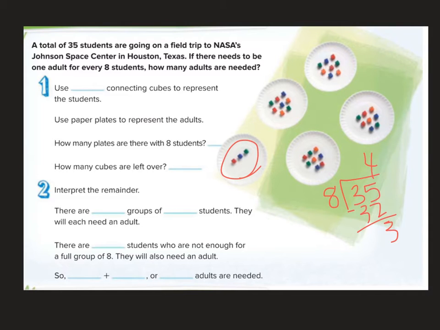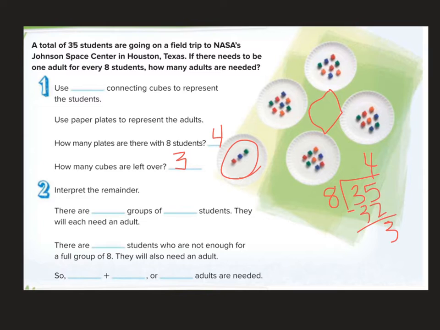Okay, so here we go. How many plates are there with 8 students? There are 4 plates with 8 students. How many cubes are left over? 3. So when we think about this, we need a chaperone for every 8 students. So if I only have 4 chaperones, I have 3 students with no chaperone.